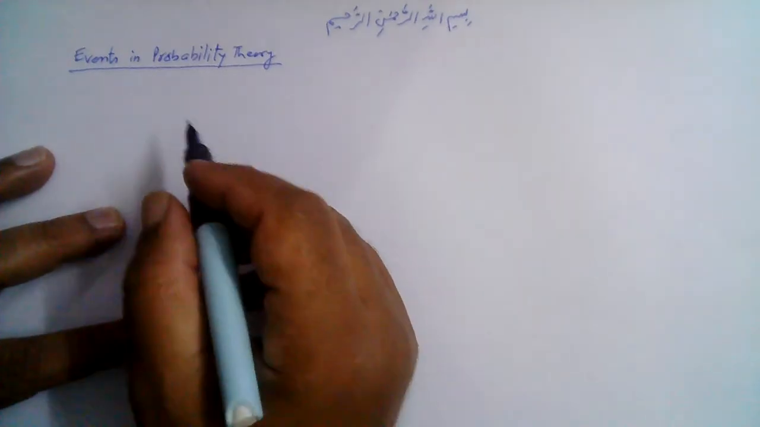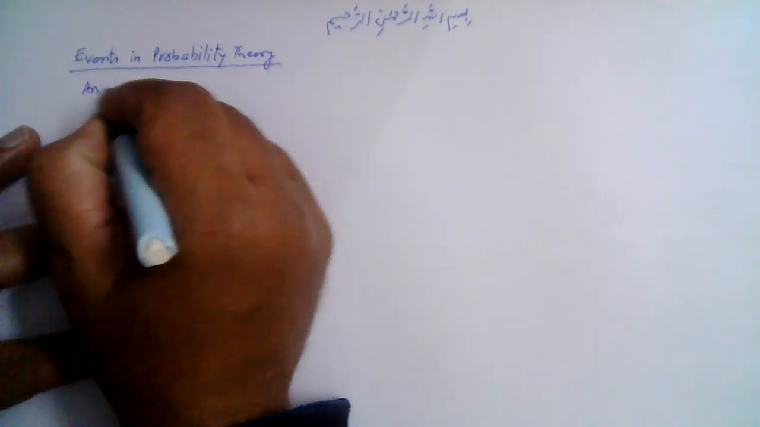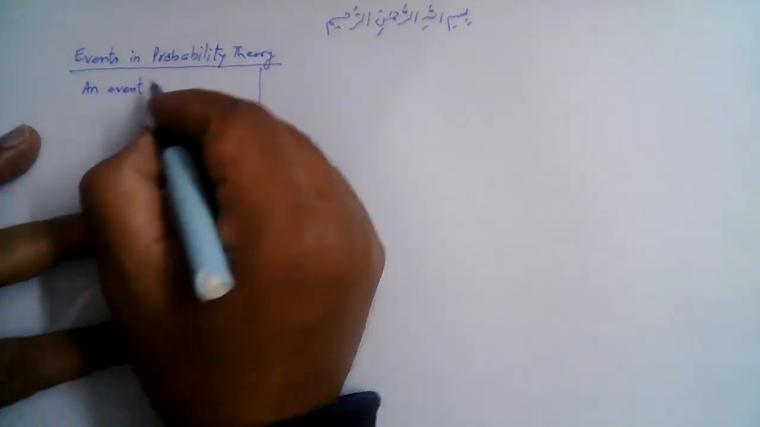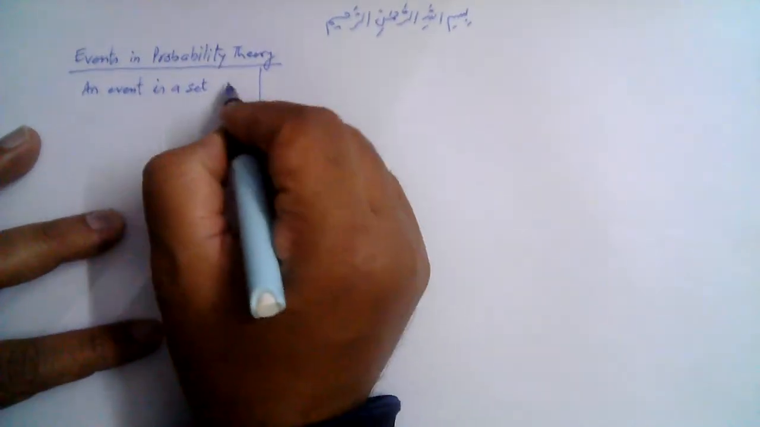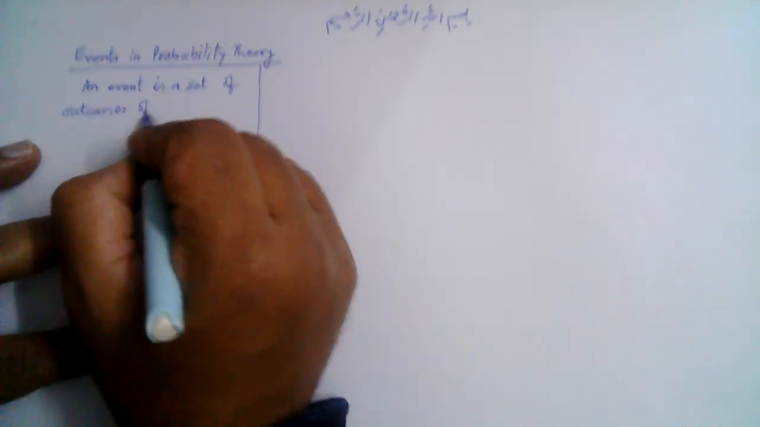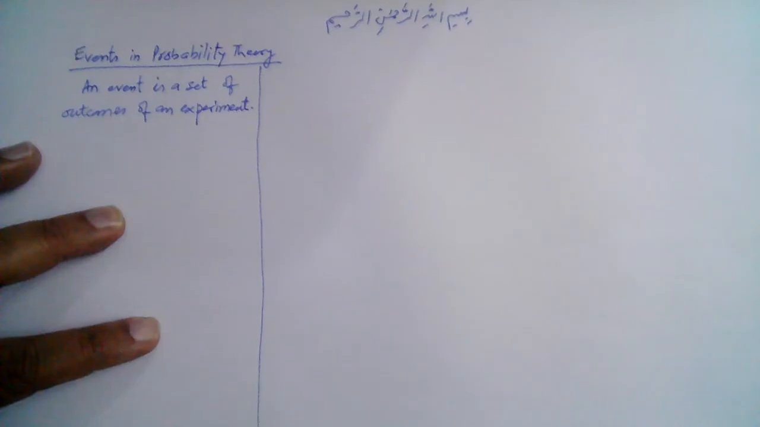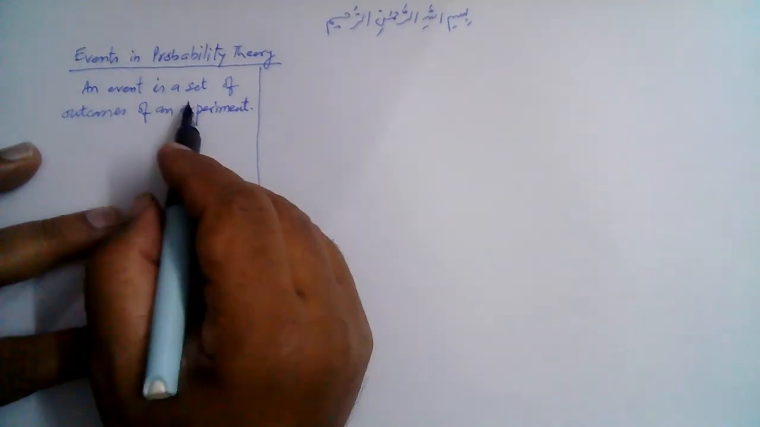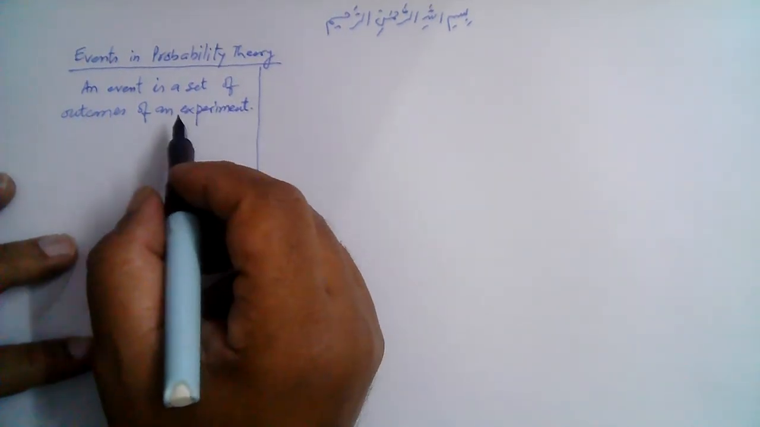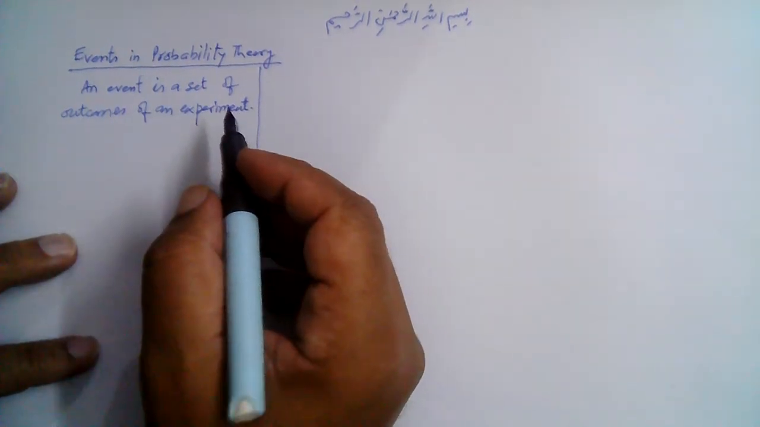So an event is a set of outcomes of an experiment, right? It's not a set of all outcomes. It's only a set of outcomes of an experiment. So an event is a set which is a subset of a sample space of the experiment, right?